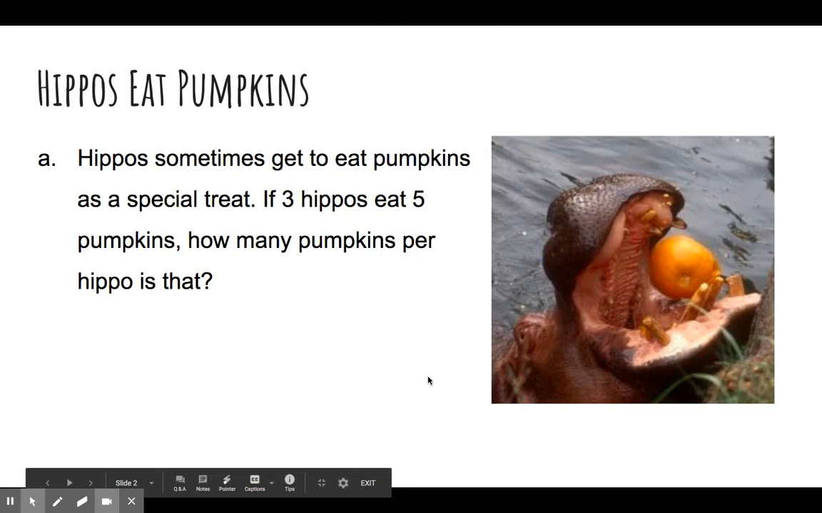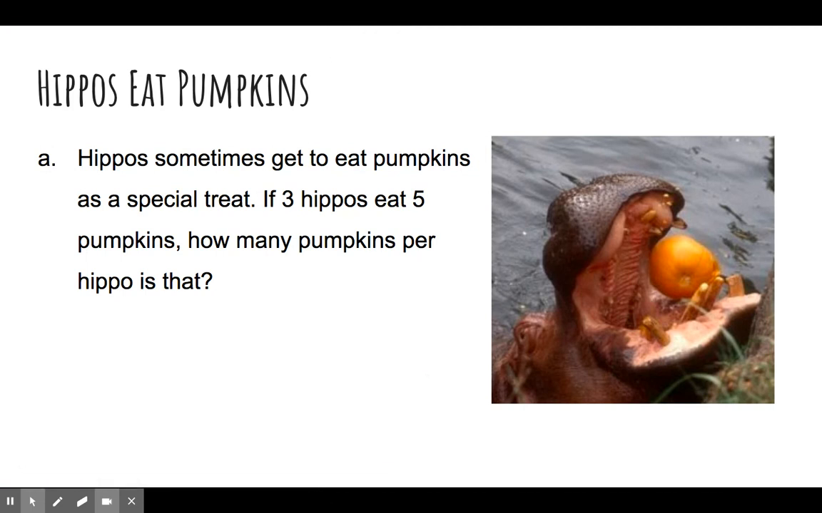So hippos eat pumpkins. Hippos sometimes get to eat pumpkins as a special treat. If 3 hippos eat 5 pumpkins, how many pumpkins per hippo is that? Okay, so on our double number lines, we'll have to put in our 4 notches and the word per, and then also our 2 labels. Our 2 labels are going to be hippos and pumpkins. We know that we're trying to find how many pumpkins per hippo, which means 1 hippo, how many pumpkins?